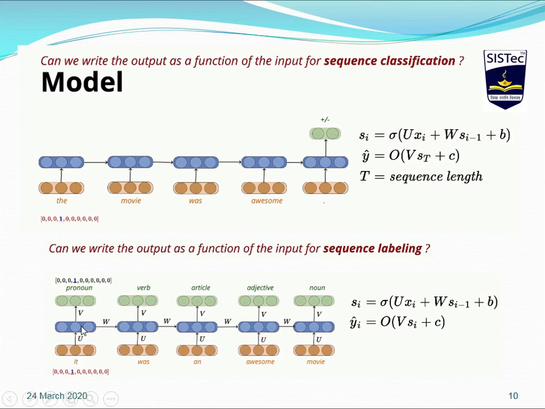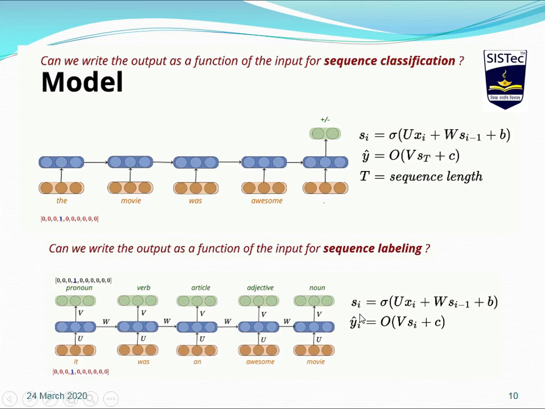So we find S1 and S2. Here, as I told you in the last video also, the weight between the input layer and hidden layer is represented by U. The weight between the hidden layer and output layer is represented by V. So here we have n number of W, but only one V. This weight is represented by U, and this weight is represented by V.